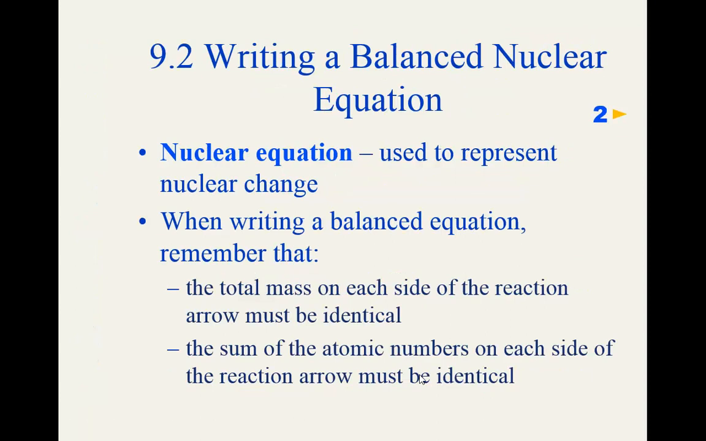So we need to be able to write a nuclear equation that can symbolize the emission of an alpha, beta, or gamma radiation. So the main things to remember is that matter cannot be created or destroyed. So the mass on both sides of the nuclear reaction has to equal out, and the sum of the atomic numbers on each side must be identical.